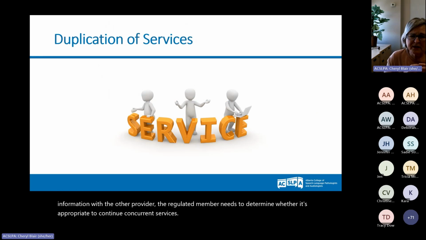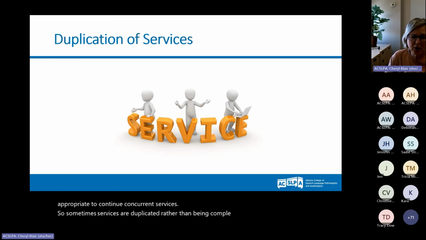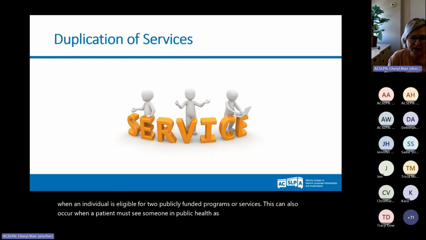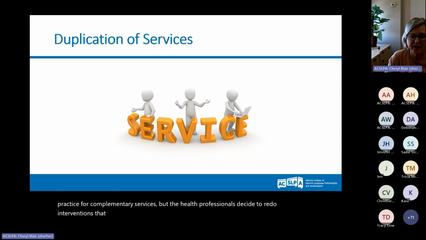So sometimes services are duplicated rather than being complementary. And this can occur when an individual is eligible for two publicly funded programs or services. This can also occur when a patient must see someone in public health, as well as someone in private practice for complementary services, but the health professionals decide to redo interventions that have already been taken care of by the other professional.